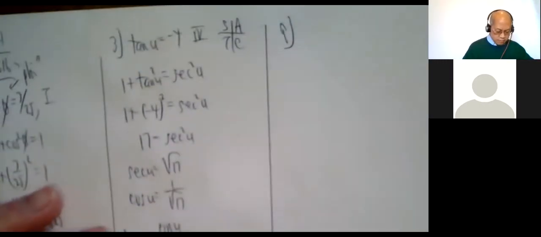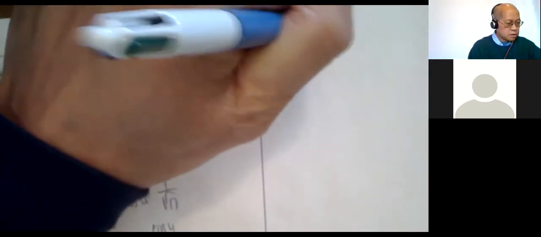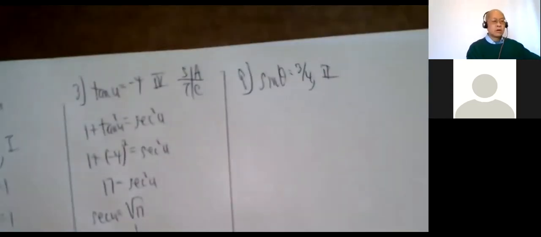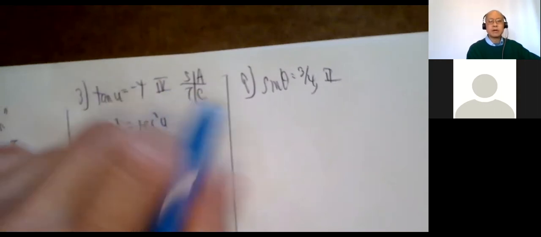So 9. Sine of theta is 3/4. I'm in quadrant 2. Quadrant 2, all students take calculus. Sine is positive, cosine will be negative.